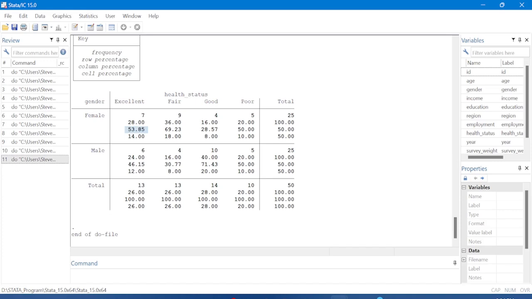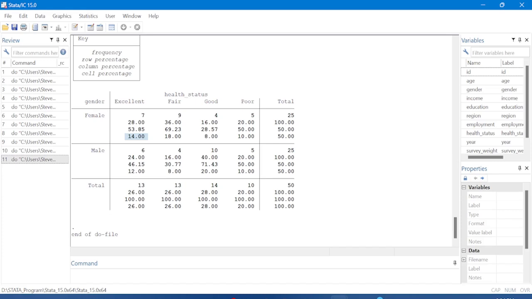And now to get this cell percentage, it will be 7 over total, which is 50, times 100, we get 14%. And this runs across even for male counterparts.